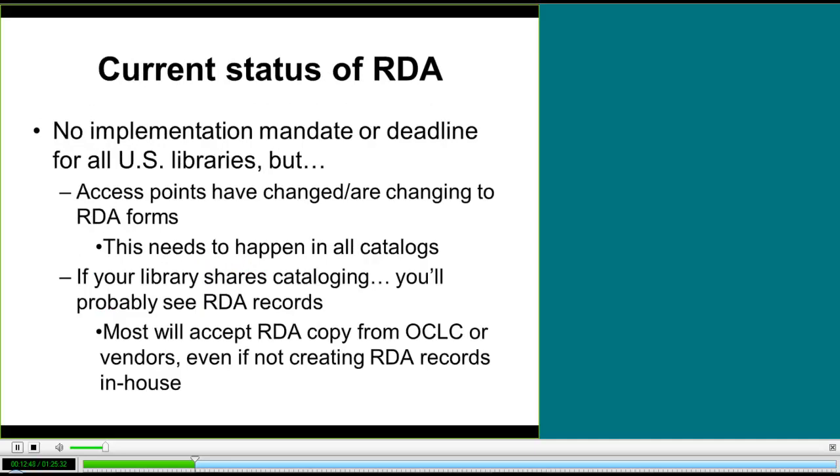Unlike the changeover from AACR1 to AACR2 in, I believe, 1981, there really isn't an implementation mandate or deadline for all U.S. libraries. But you are probably already seeing the effects of RDA in your catalogs. And access points, which is going to be Guy's major topic, have in many cases changed or are changing to RDA forms, and that needs to happen throughout local catalogs because we all want to be in step with our authorities. And if your library participates in any shared cataloging, if you get vendor records, if you get records from OCLC, you're seeing RDA records. And most libraries are accepting RDA copy from various sources, even if we may not be creating RDA records in-house.